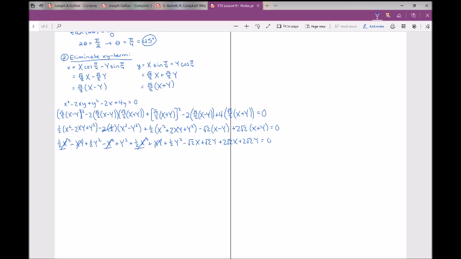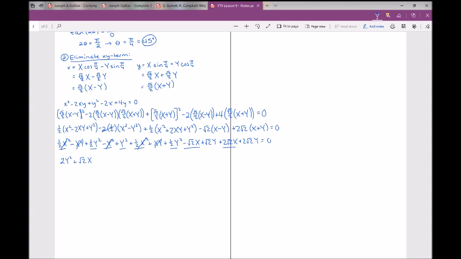Okay, so let's look at our y squared terms. We have 1/2, we have 1, and we have 1/2. So 1/2 plus 1/2 plus 1 is going to give us a +2. So we have +2y squared. Now let's look at our x terms. We have -√2 and 2√2. So if we add -√2 to 2√2, that'll give us a +√2 times x.